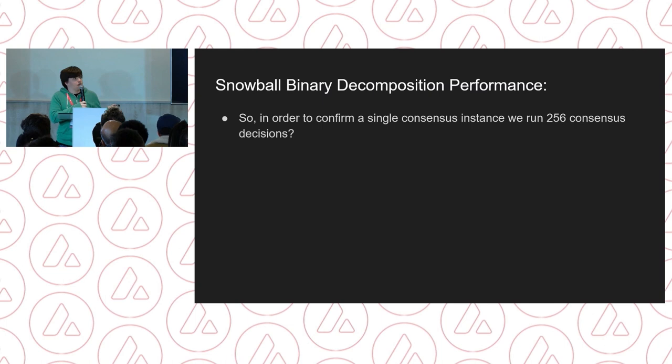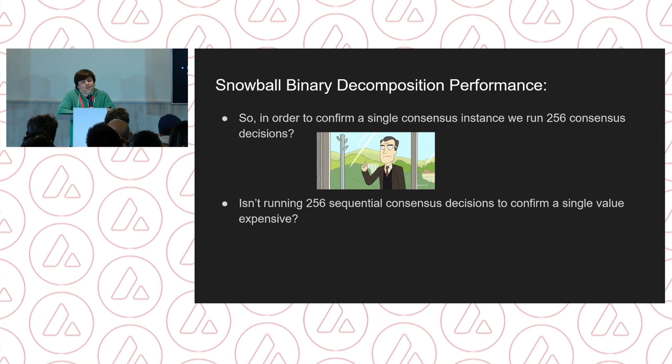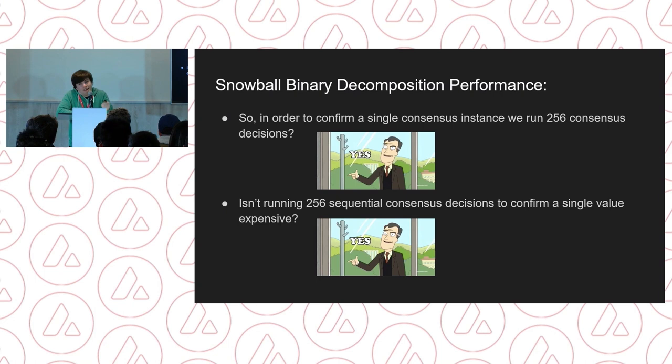Now, in order to confirm a single multivalue decision, a 256-bit decision, that would mean that you'd have to perform at least 256 consensus decisions, right? Yes. And of course, one might ask, is that expensive? And the answer is yes.